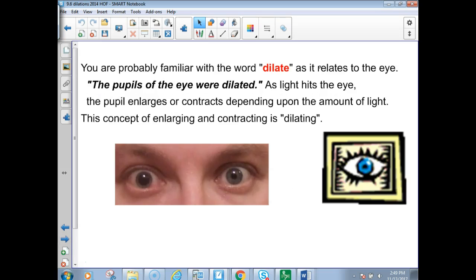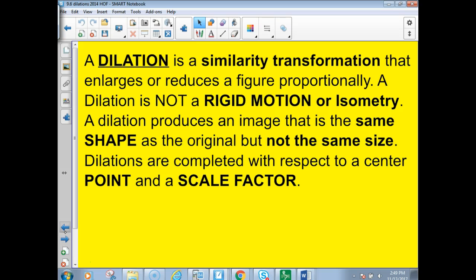You're probably familiar with the word dilate as it relates to your eyes. The pupils of the eye were dilated. As the light hits the eye, a pupil enlarges or contracts, depending on how much light is coming in. So this concept of enlarging and contracting is dilating. Like when they put drops in your eyes to look in past your iris into the back of your eye, the pupil is dilated, enlarged, from what it is if the light's bright. When bright lights shine in your eyes, your pupil contracts. So it can be an enlargement or a reduction.